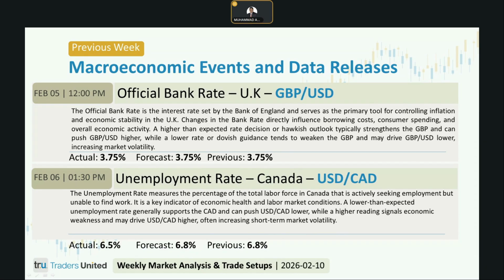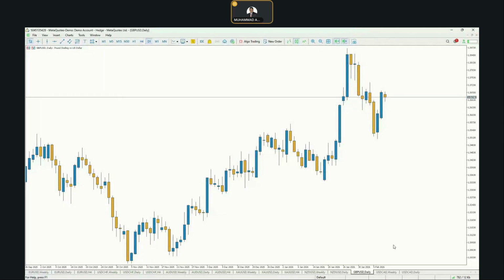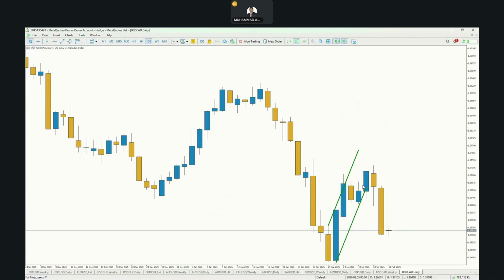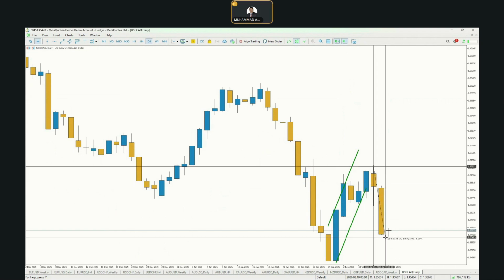As a result, USD CAD moved lower, reflecting increased demand for CAD and reduced expectations for near-term easing by the Bank of Canada. Now, why did USD CAD move lower? Well, let's take a look at the chart of the USD CAD currency pair. So over here, the news came out, and after that, we got a big drop in price action of the USD CAD currency pair.